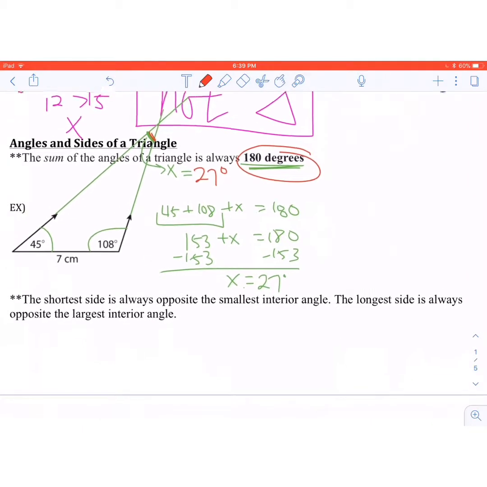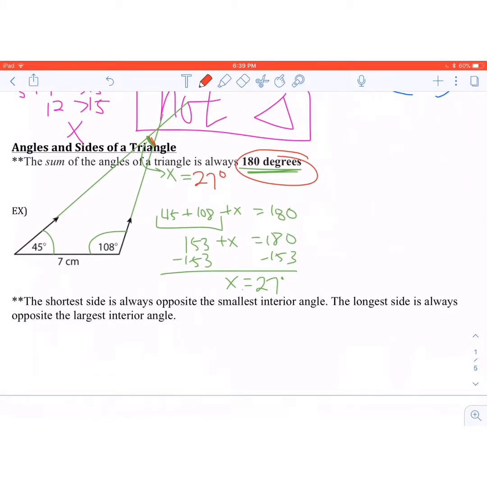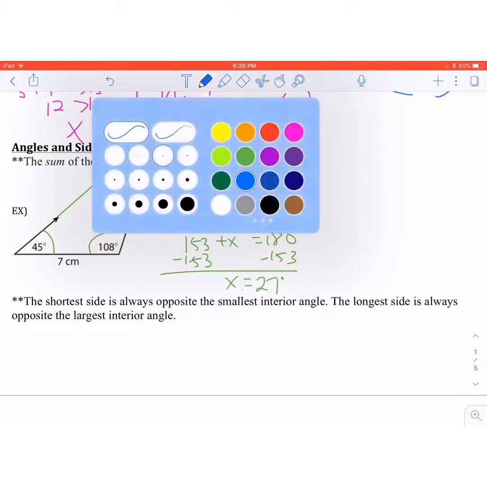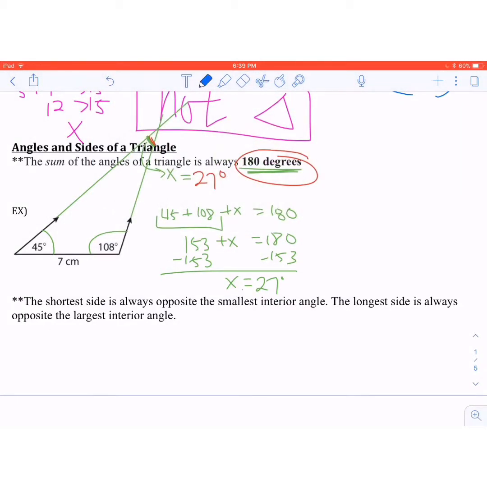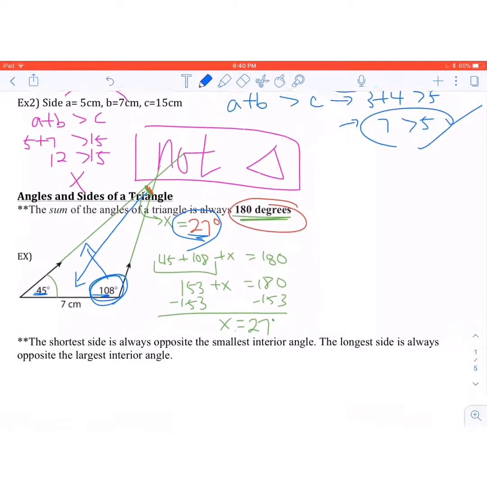Last bit of information is that the shortest side is always going to be opposite the smallest interior angle, and the longest side is always going to be opposite the largest interior angle. What it means is, so in this triangle of 45, 108, 27, the smallest is 27. Notice how it's also on the opposite end of the shortest side. And we have an angle 108, which is the largest. It is also on the opposite end of the longest side. That's basically what it means. Okay? And that is the end of today's notes.